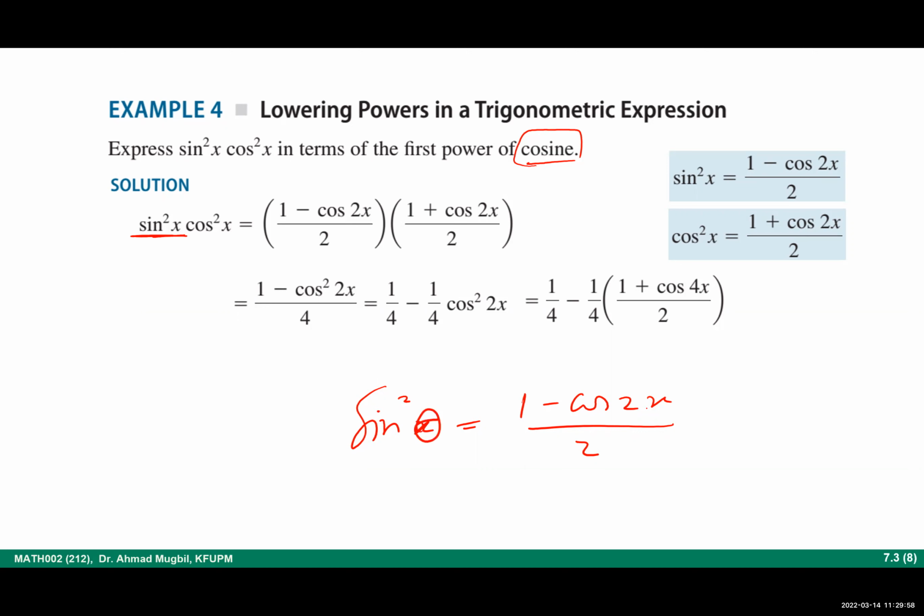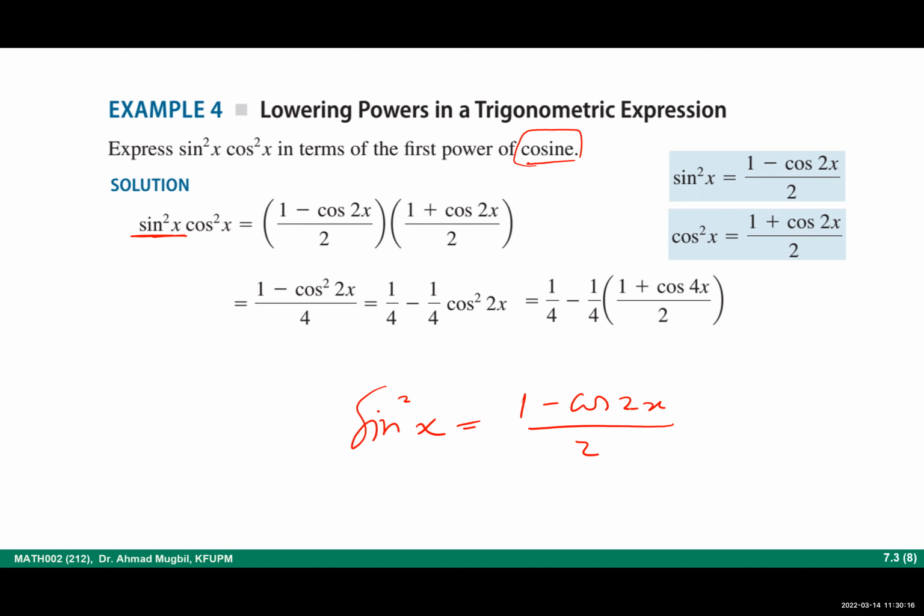Theta. This will be what? 2 theta, right? Whatever the letter they choose. Of course, if we have here x, we have here 2x. This is the point. To understand it, say this: sine squared of an angle equals 1 minus cosine the double of the angle over 2.